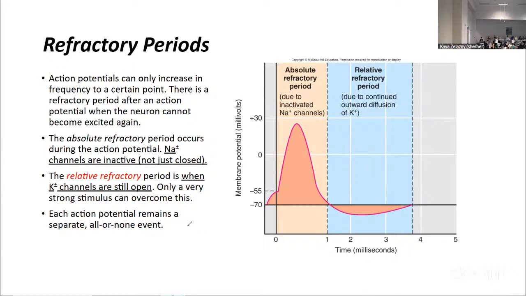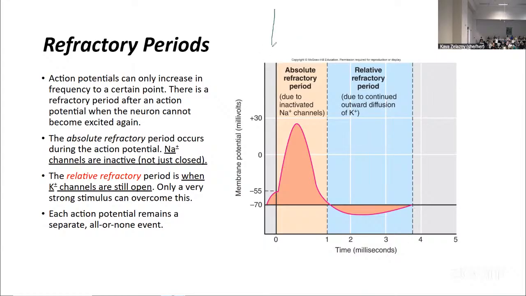So these two phases are different. These two refractory periods are different because of what's making it difficult to fire off a second action potential. So when I say a second action potential, I just want to make sure we have an idea of what I mean.